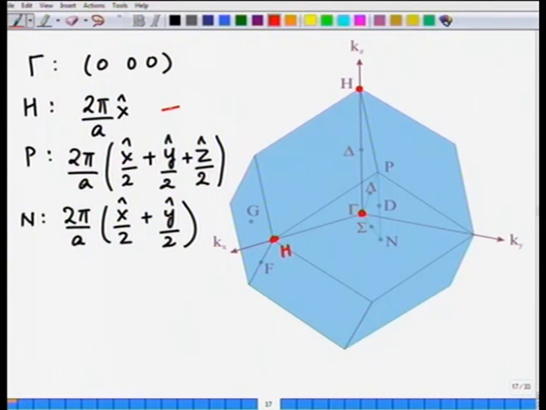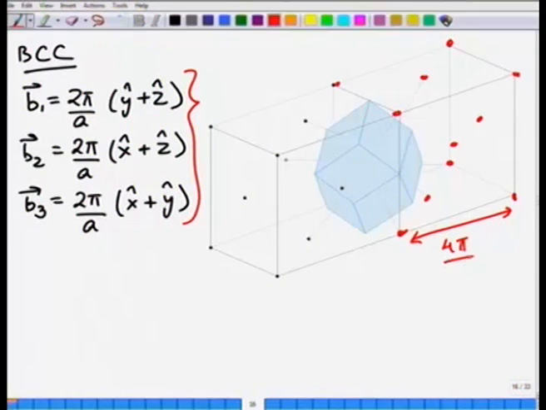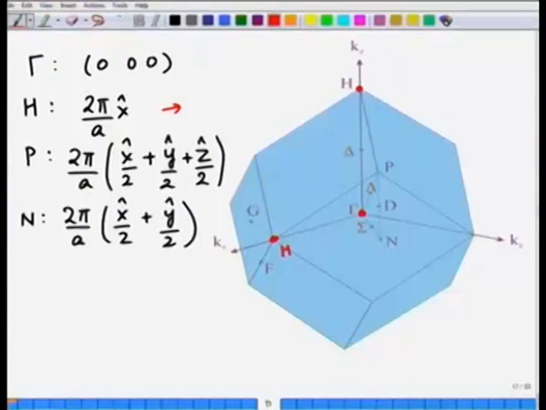So this H has been labeled as 2 pi by a x, but you could have chosen H as 2 pi by a y, or 2 pi by a z. This periodicity of course is 4 pi by a, which is the lattice parameter of this unit cell. Whichever way, they are all equivalent points. Similarly, point P is right here, whose coordinates are given here, you can verify yourself, and here is point N which you can verify here.